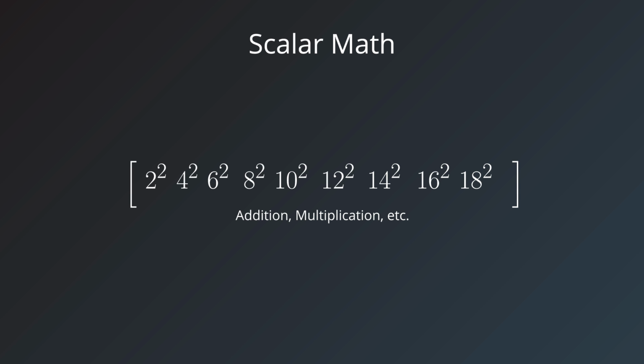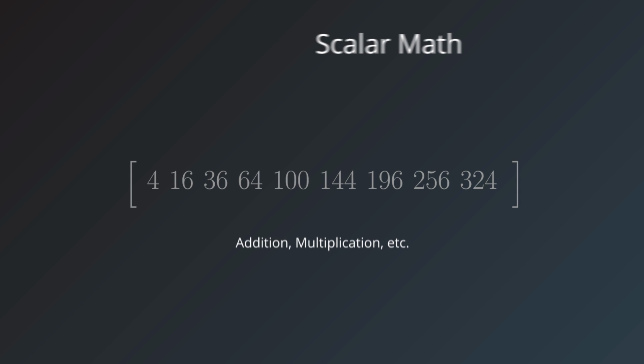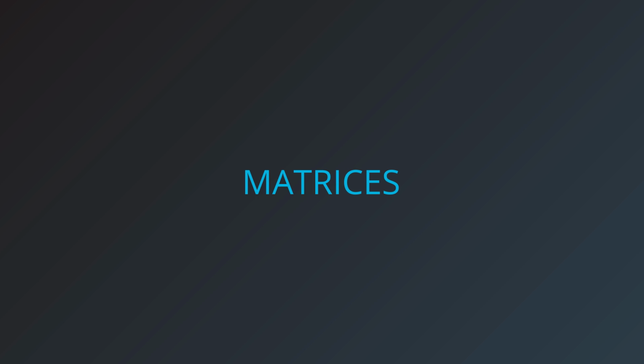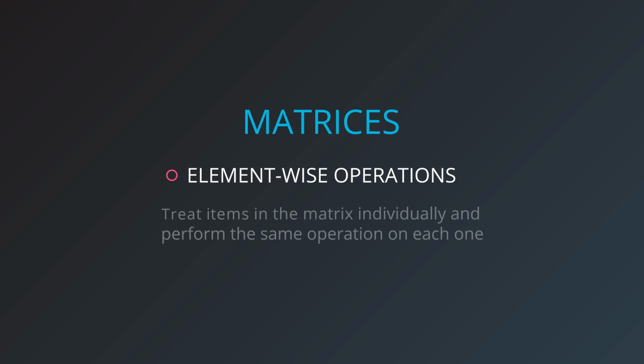If you were writing a program, you might decide to make a loop where you iterate over every value and perform the same operation on each one, over and over. But matrices offer a better alternative. If you have all those numbers stored in a matrix, you can perform element-wise operations on them. That just means you'll treat the items in the matrix individually and perform the same operation on each one. By the way, I say matrix, but this notion of element-wise math applies to data with any number of dimensions.